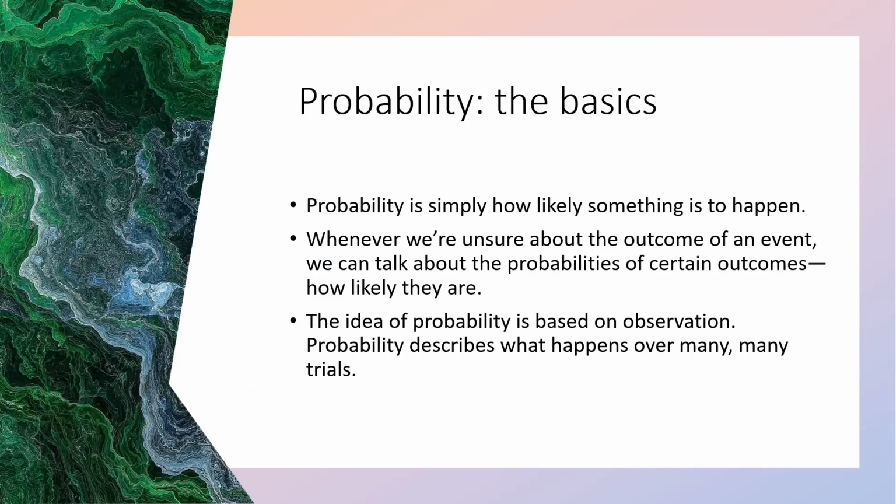So coming to the probability, in very simple terms, probability is simply how likely something is to happen in near future. In probability, we are talking about the future, not the past. And whenever we are unsure about the outcome of an event, we can talk about the probability of certain outcomes, how likely they are, and how likely they would occur simultaneously or individually. And the idea of probability is based on observation, and probability describes what happens over many trials.